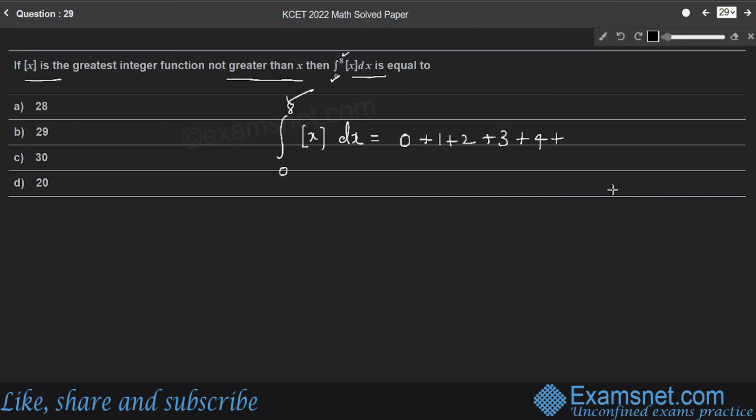So here 3 plus 4 plus 5 plus 6 plus 7. So that there are 8 terms: 1, 2, 3, 4, 5, 6, 7 and 8 terms, right? Summation of all these numbers gives integral of 0 to 8 step x dx. So you will get 28. So 1 plus 2, 3 plus 3, 6 plus 4, 10 plus 5, 15 plus 6, 21 plus 7, 28, right? So 28 is the answer, option A.